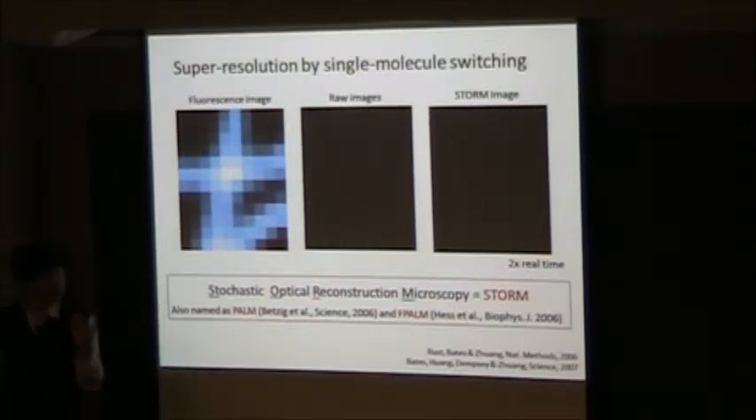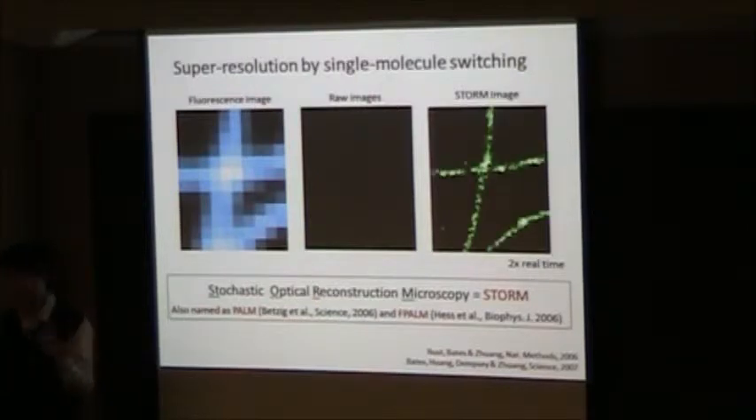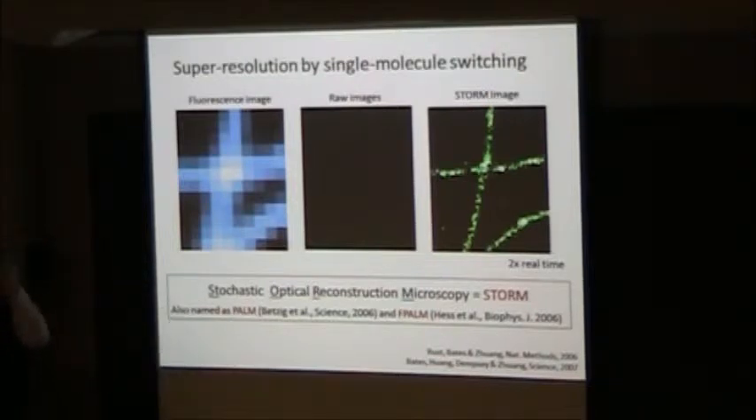The switching process itself is stochastic. We don't control which one to turn on and which one to turn off, and that is where the name stochastic optical reconstruction microscopy comes from. This process also involves photoactivation and localization, and that is where the name photoactivated localization microscopy, or PALM, and fluorescence photoactivation localization microscopy, FPALM, come from. The three methods are essentially the same thing.